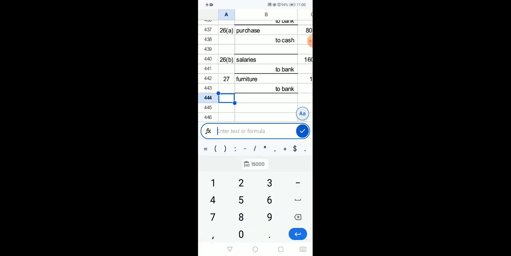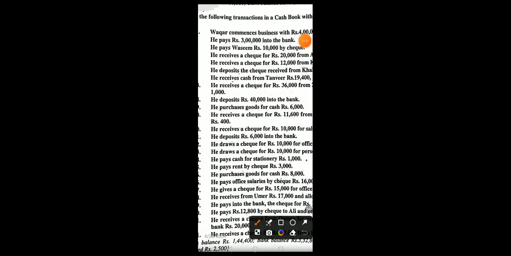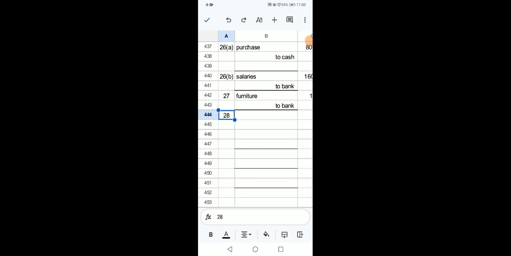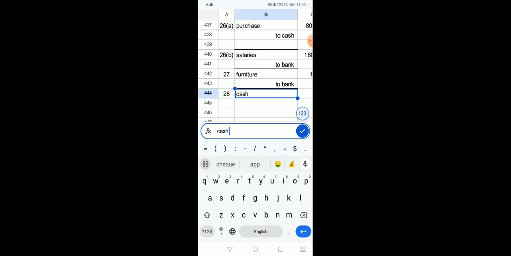And what is next after 27 is 28. So you will mention 28 over here, the date. And what 28 is saying, he received from Umar and allowed discount of rupees 500. Now here, he receives from Umar 17,000 and he is mentioning a discount is also over there. When you are receiving, what will you receive? That would be cash. If you are receiving cash, means cash in hand is increasing, which is your asset is increasing. Increase in asset should be mentioned on debit side, so you will mention cash on debit side. All right, from whom you are receiving this amount?